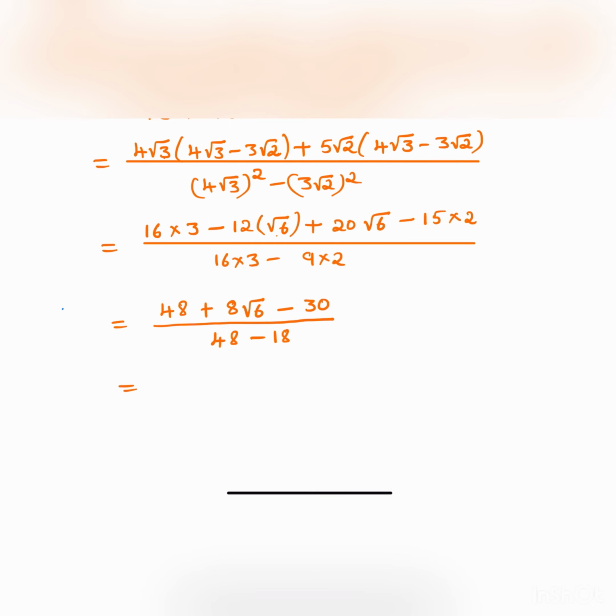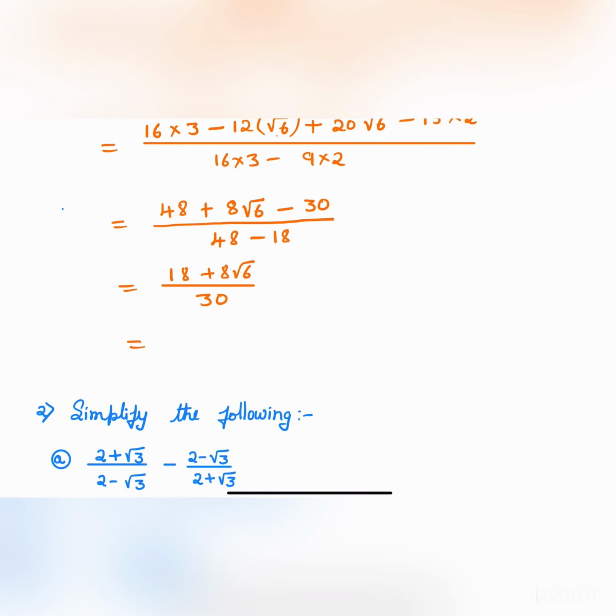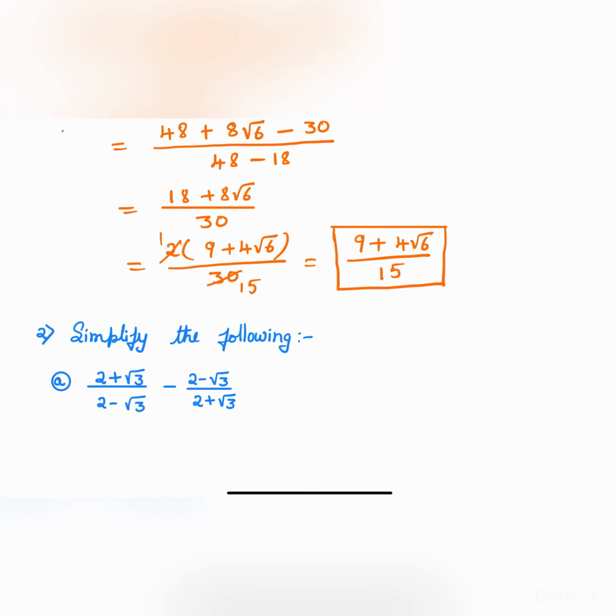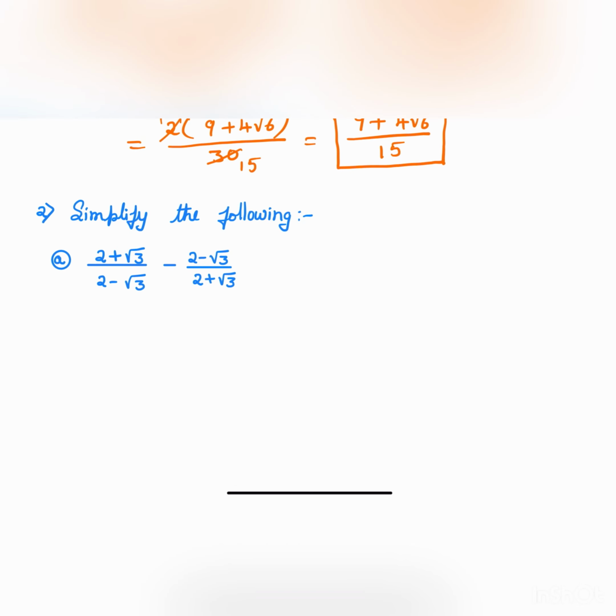And if we simplify further, 48 minus 30, we are going to get 18 plus 8 root 6, divided by 48 minus 18 is 30. And now we can remove the common factor from the numerator. It is 2 into 9 plus 4 root 6, divided by 30. And if we simplify it, 2 1s are, 2 15s are, and the answer is 9 plus 4 root 6 divided by 15. So this is simplifying the given irrational number.